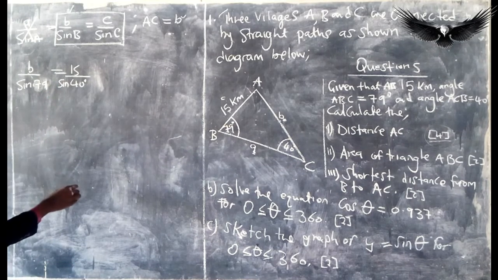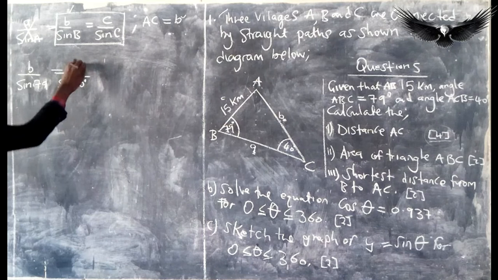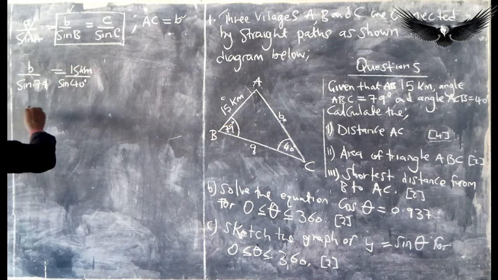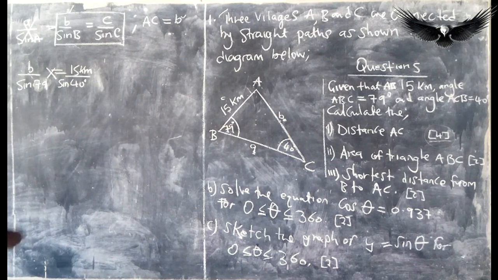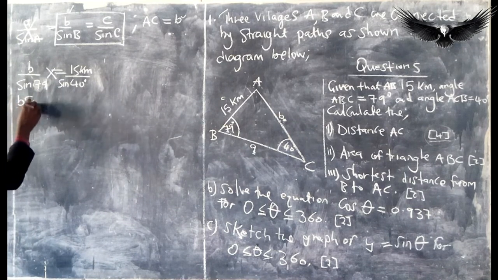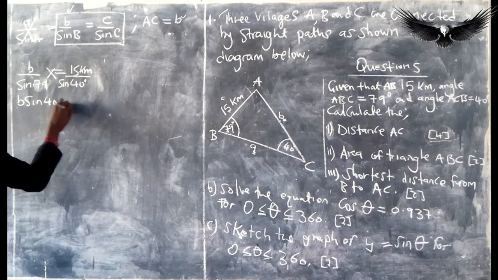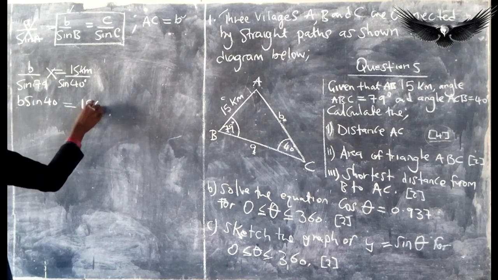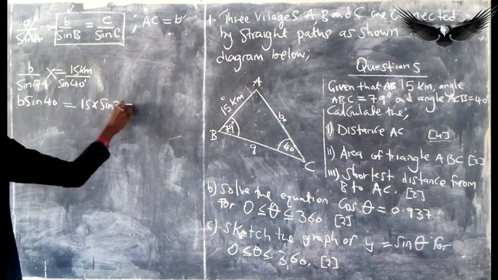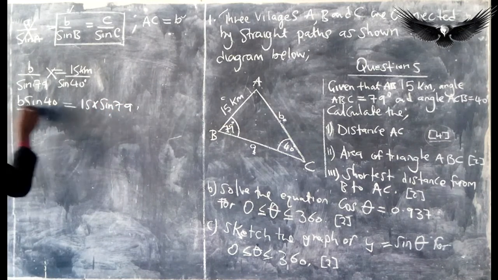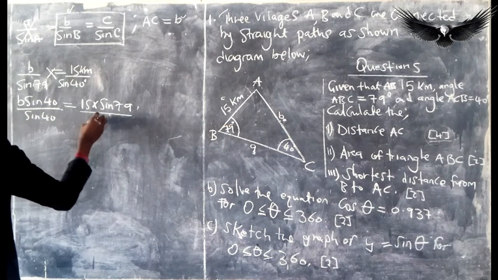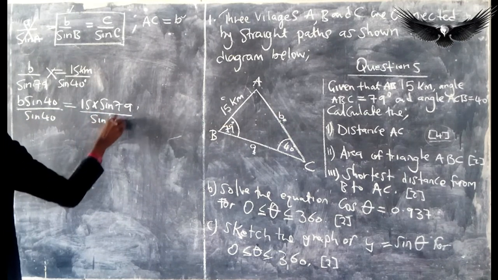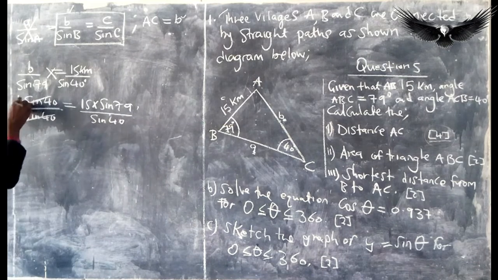Then from there, you are going to cross multiply. So you cross multiply this one and that one. What you are going to have is B sine 40 is equal to 15 multiplied by sine 79. Alright, so this one we divide by sine 40, and this side also you are going to divide by sine 40. So this one and that one goes.